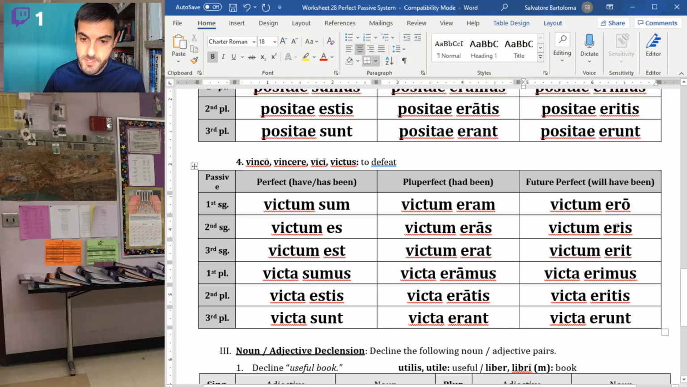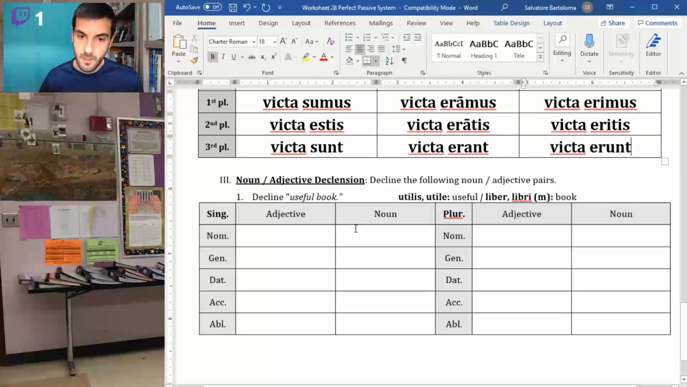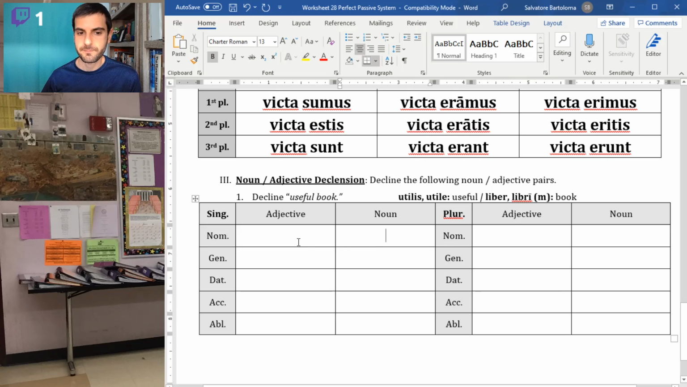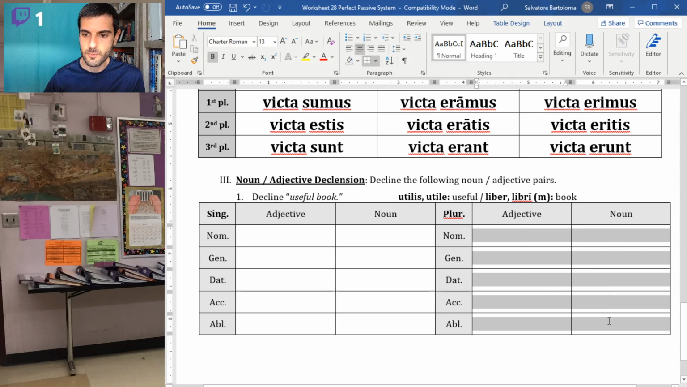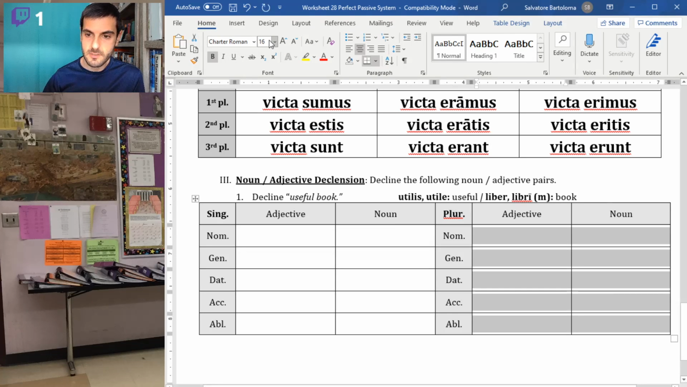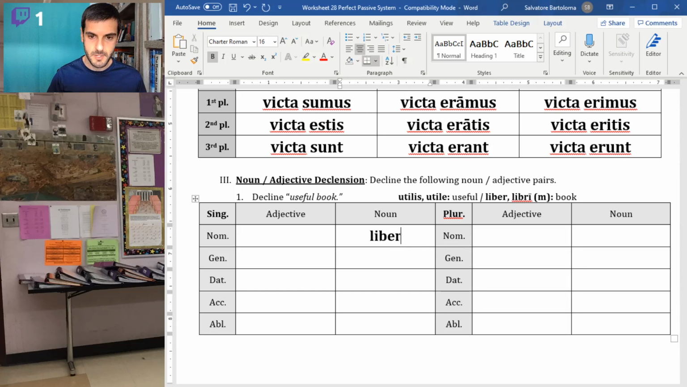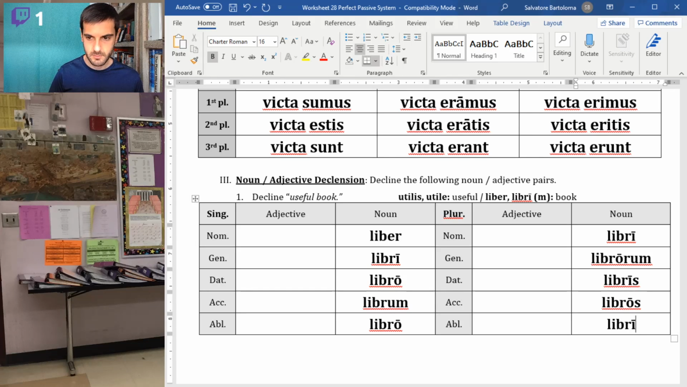Okay, I shall continue. One last little chunk here, these adjectives, particularly third declension adjectives. Okay, my rule is always the same when you are doing nouns and adjectives. Noun is always easier because the noun is just going to do what the noun's going to do. So we have liber, libri, second declension, easy money, libro, libro, libro, libri, librorum, libris, libros, and libris.